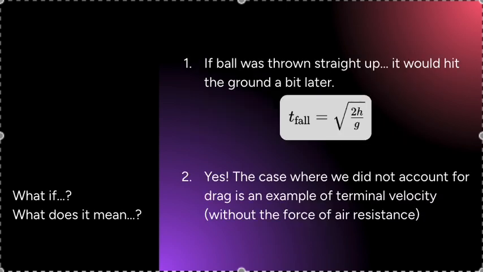To answer the what if and what does it mean questions, if the ball was thrown straight up, it would hit the ground a little bit later. This is because if the magnitude of the speed is conserved in the y direction, that means the ball is going to actually travel to a higher height. And since the time to fall is defined as the square root of 2 times the height over g, it would hit the ground a little bit later.